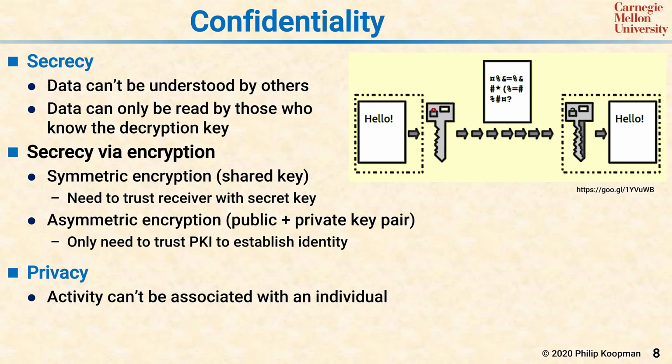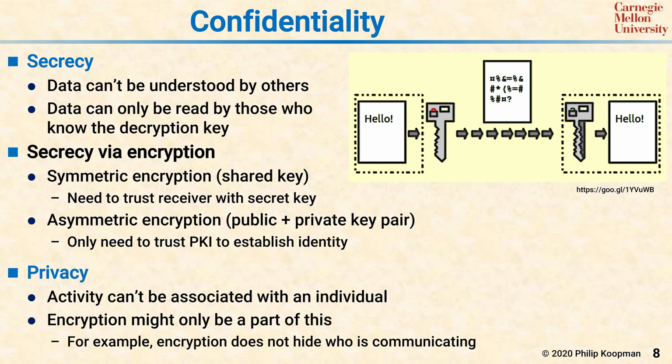Privacy is a little bit different than secrecy. For privacy, the contents of a message are not necessarily secret. What should be secret, though, is the association between that data and an individual or entity who sent the data. Encryption might only be a part of this. For example, an encrypted message that comes from one point to another might make the contents of the message secret, but might not make it secret who sent data to someone else.